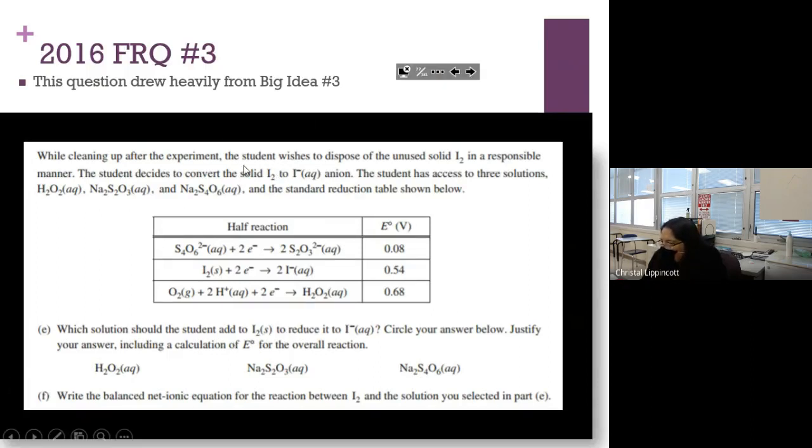Okay, so while cleaning up an experiment, the student wishes to dispose of the unused solid I2 in a responsible manner. The student decides to convert the I2 to I- ions. They have access to 3 solutions and a standard reduction potential table here. Which solution would the student add to I2 to reduce it to I-? Circle your answer below and justify using calculation for E naught of the overall reaction.